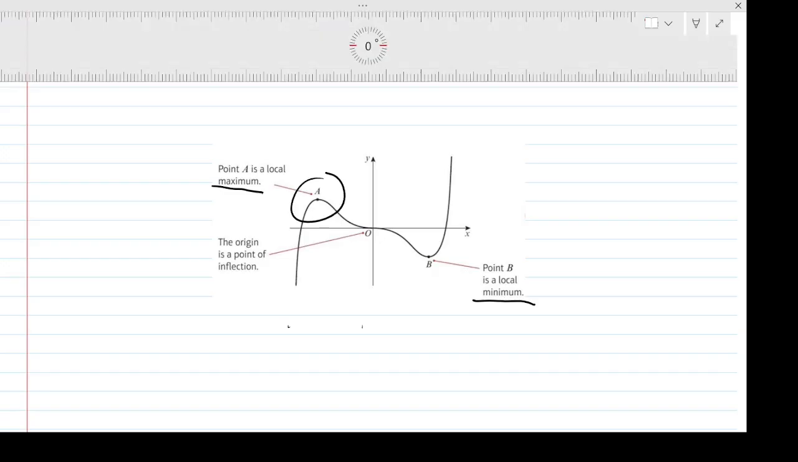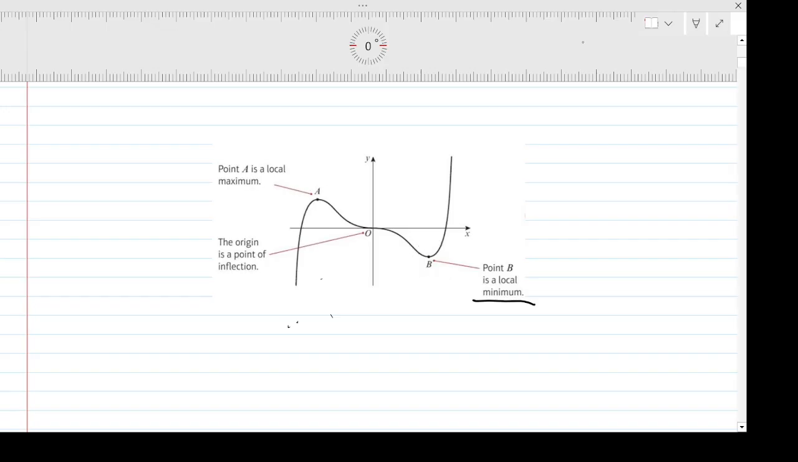A maximum and a minimum shouldn't be too difficult, because they say what they do on the tin. A maximum is the top point around the area, so that's a maximum point, where it's the top point in the area. A minimum point, again, says what it says. It's the lowest point, or the lowest value, in that area.